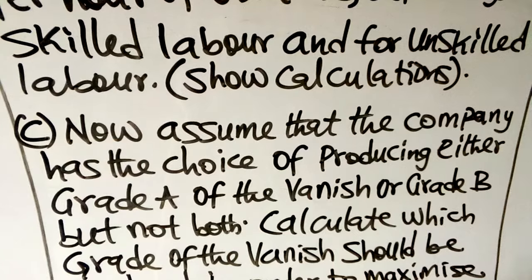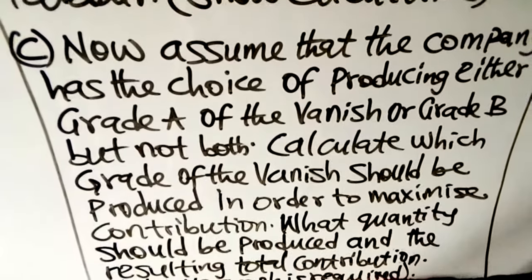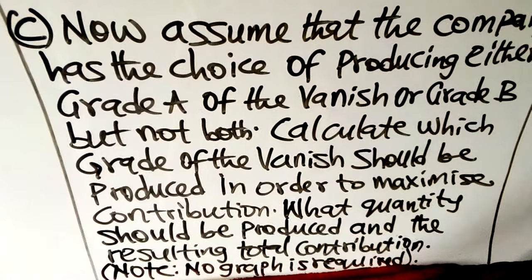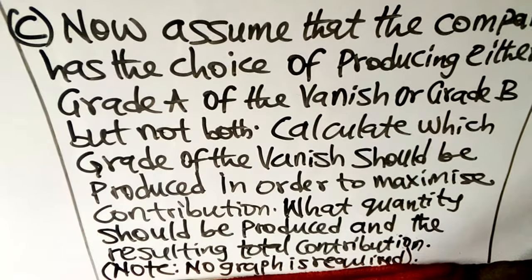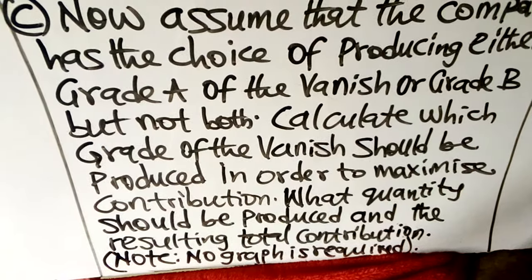C. Now assume that the company has the choice of producing either grade A of the varnish or grade B, but not both. Calculate which of the varnish should be produced in order to maximize contribution. What quantity should be produced and the resulting total contribution? Note, no graph is required. That is the question.